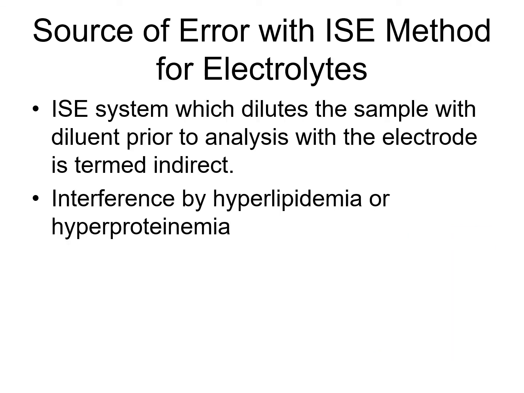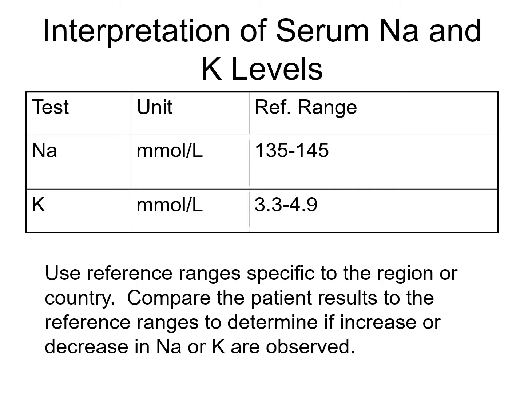With the use of the ISE system, this will dilute the sample, and with this diluent that is added to the analysis, we call this indirect measurement. This can actually be affected by hyperlipidemia or hyperproteinemia. Normal levels, we can see here, are 135 to 145 millimoles per liter for sodium and 3.3 to 4.9 for potassium. But remember that this level is just for reference purposes because it can vary depending on the method that is used and in different countries, different locations.